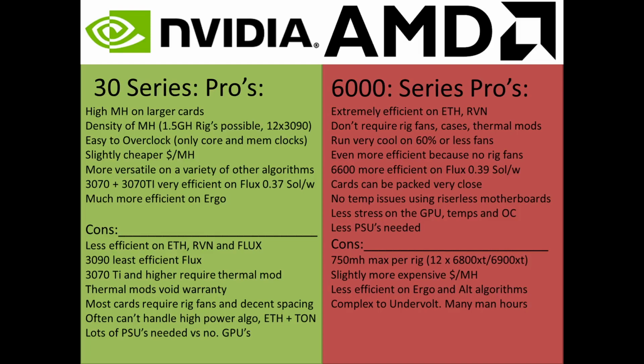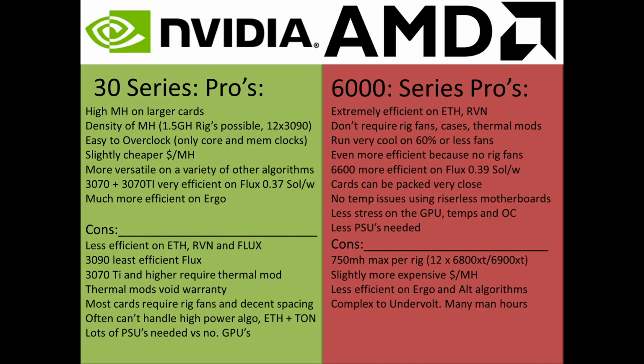Now the cons for Nvidia 30 series cards. They're less efficient on ETH and Raven and Flux. The 3070 and 3070 Ti are actually more efficient than most of the 6000 series. I go into the placings in the next couple of slides, so wait for that, and they'll show you the order of the efficiencies.